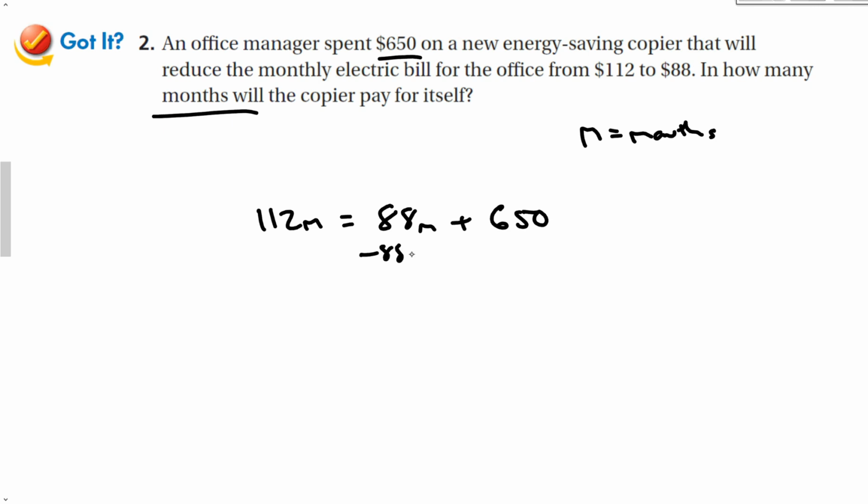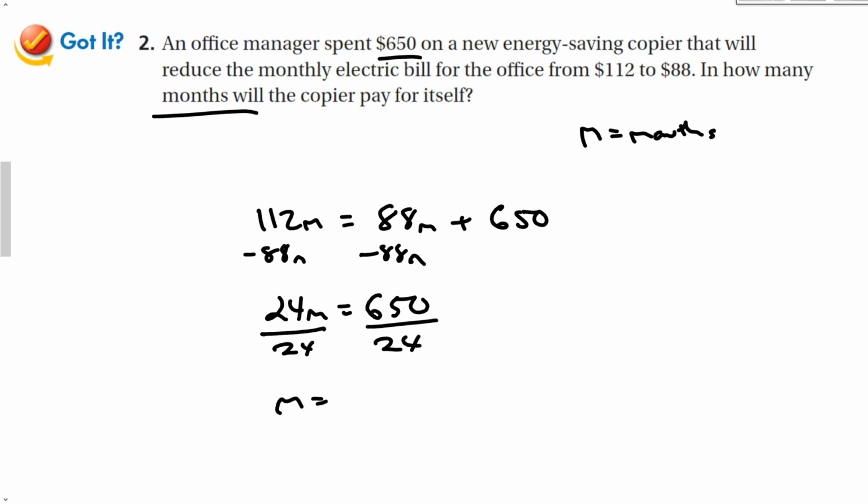Okay, subtract 88 from both sides, and we have 24M is going to be equal to 650. Divide both sides by 24, and we get that M is equal to 27.083.